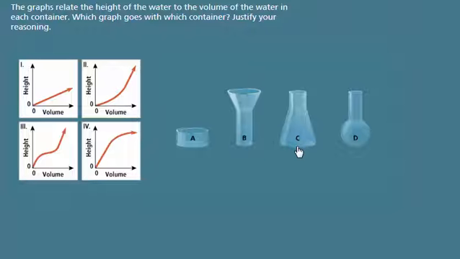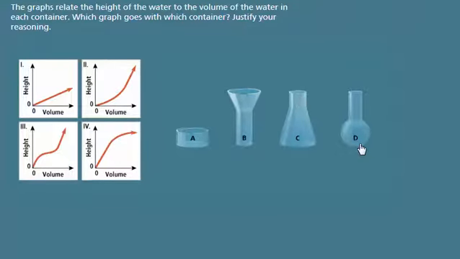We're left with 2 and 3. C I put with the second one. And the reason why I did that is because it's the widest at the bottom, which means it's not going to fill up as quickly until we get to the top. So it starts off with the widest part filling up, and then we get really, really skinny when we get to the end, where that would be the steepest.